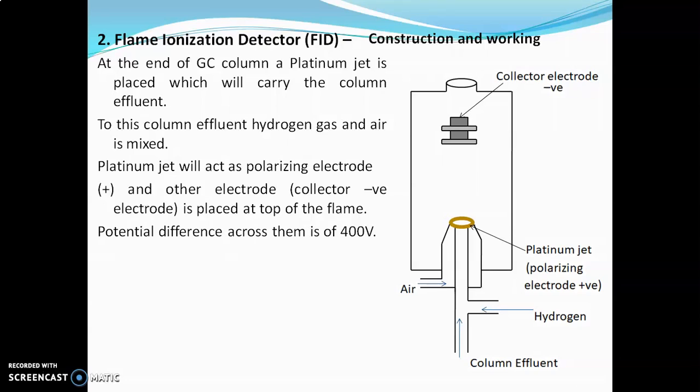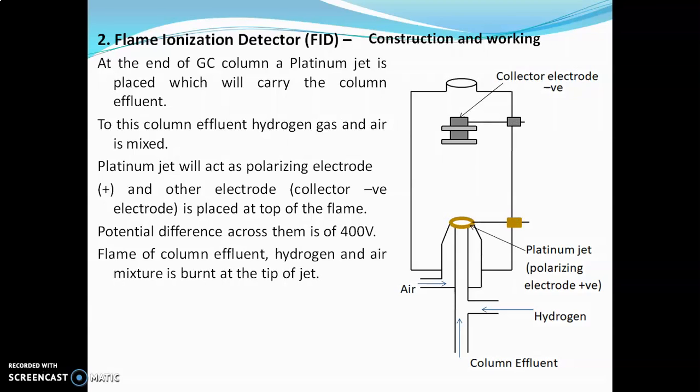A potential difference is applied across these electrodes. It is about 400 volts. The flame of column effluent, hydrogen and air is burnt at the tip of the jet. When only pure carrier gas is burning in the flame, some ions are generated in the flame and they will get attracted towards the collector electrode. It will cause a constant current to flow between these two electrodes.